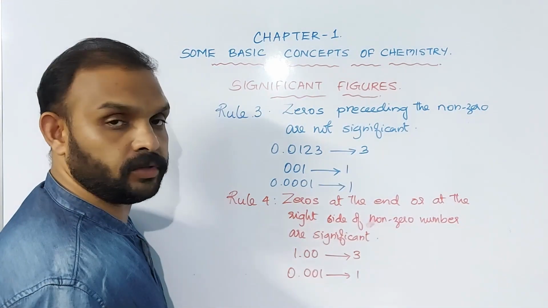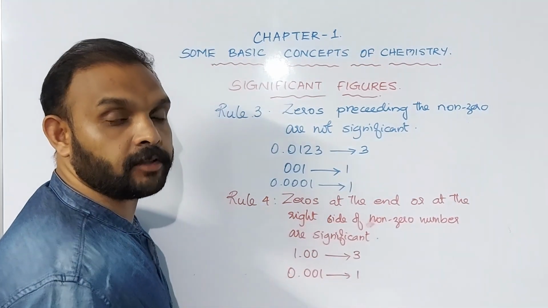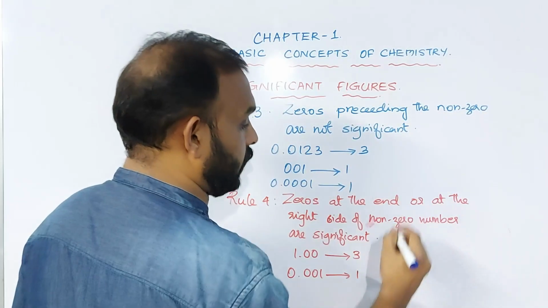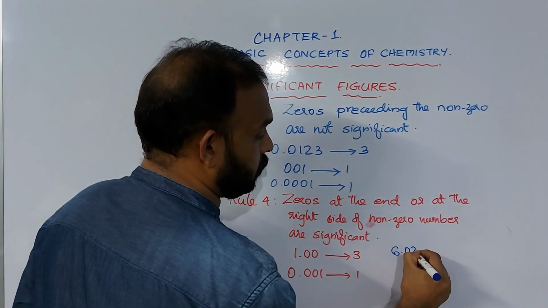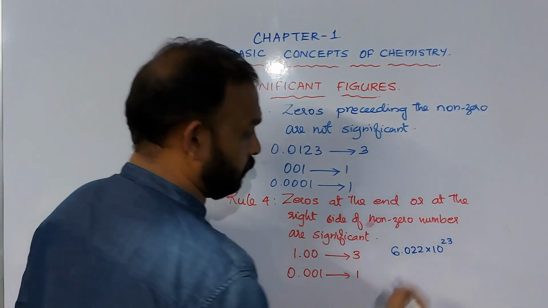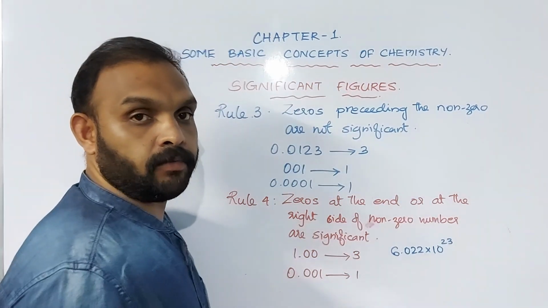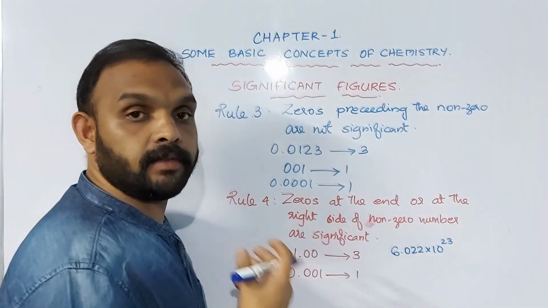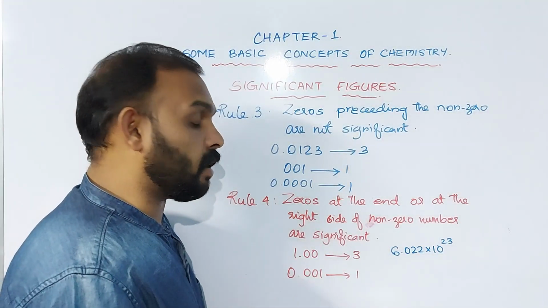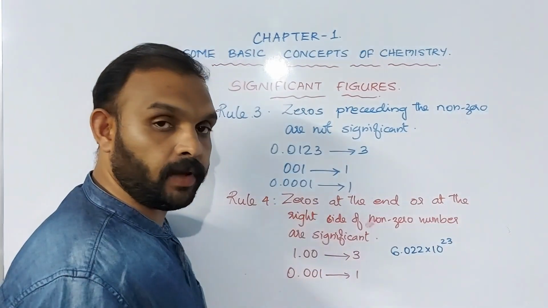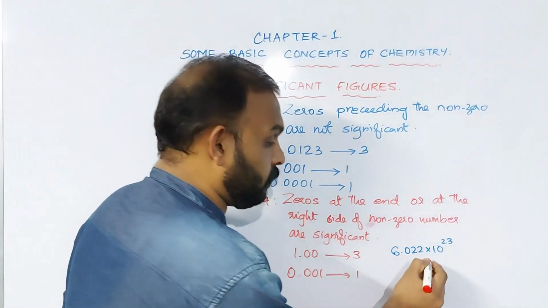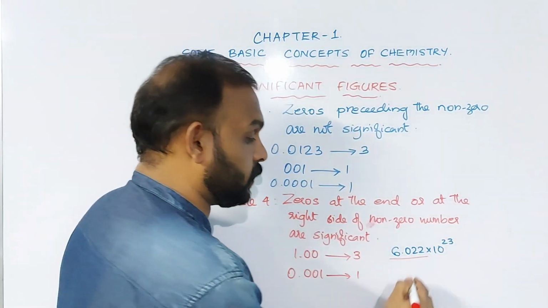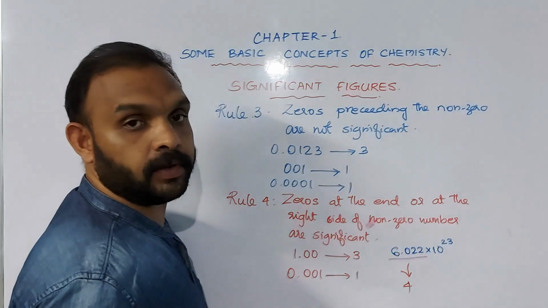Then you may have a doubt. If an exponent comes, what will happen? For example, in scientific notation, we have seen that the Avogadro number is 6.022 into 10 to the power 23. In this case, how can we count the significant figures? In the case of exponential numbers, we only count the numerical values, not the exponent. So how many significant figures are here? We have 4 significant figures.